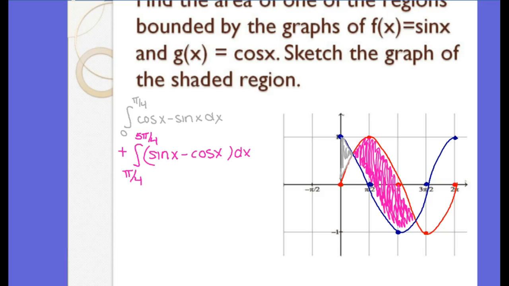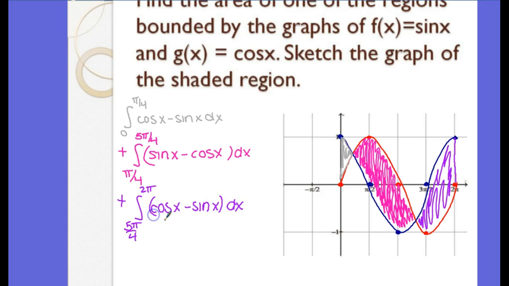All right, and third and final region. Where are we ending? 2 pi. Where are we starting? 5 pi fourths. What's the top equation? Cosine minus sine. I'll spare you finding all of those because that's a lot of trig to plug in.